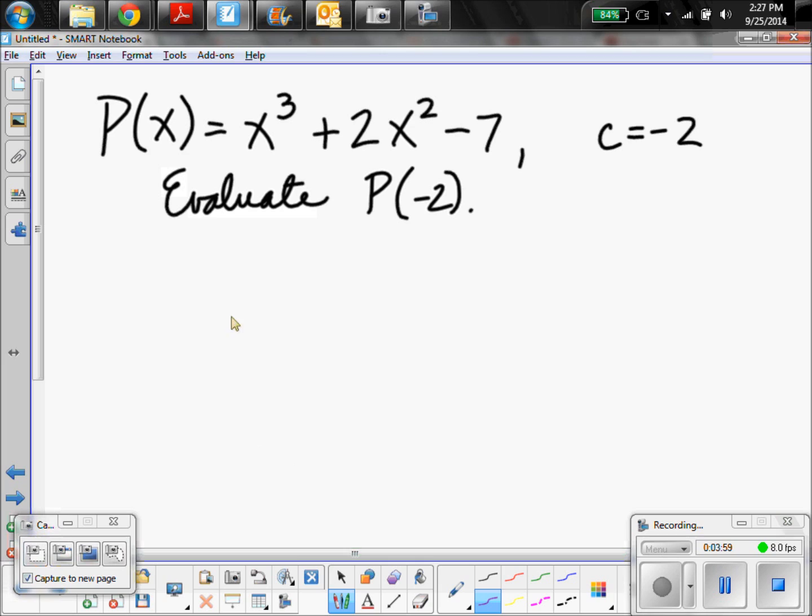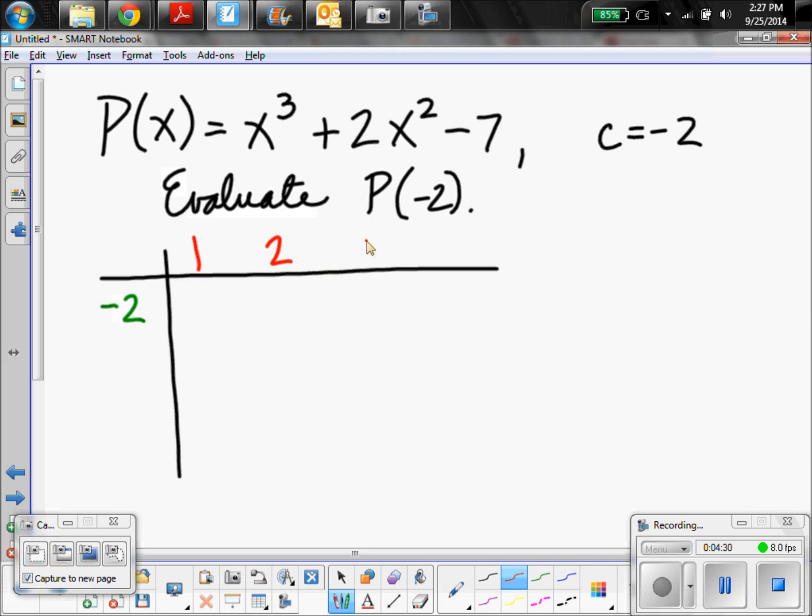Let's try one more. All right, so let's say that this time our function p of x is x cubed plus 2x squared minus 7. Obviously not a factorable polynomial by our factoring standards. I'm given that c is -2, and I simply want to evaluate p of -2. So I'm taking that c value, and I'm going to use synthetic division using the remainder theorem. So I'm putting the coefficients of p along the top, and I am missing an x term, so I need a 0. And whatever number I get as my remainder will be p of -2.